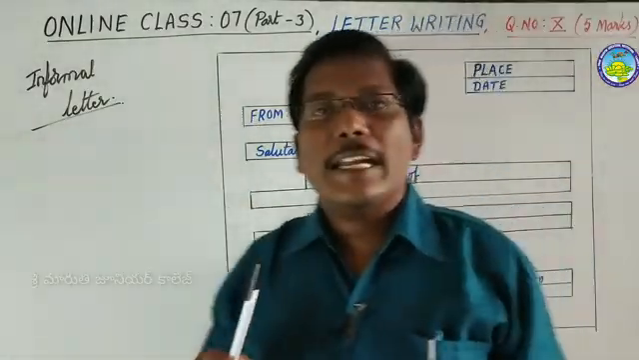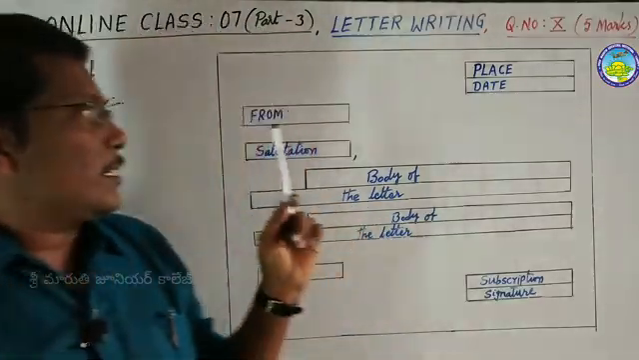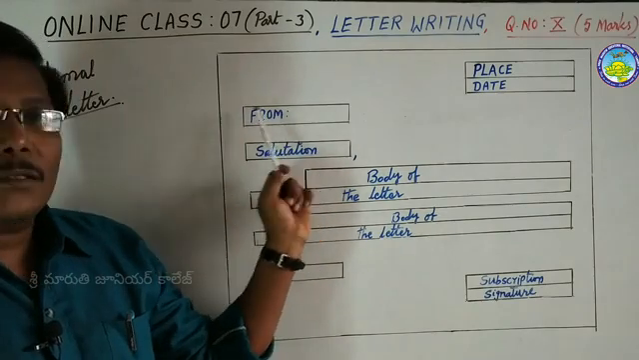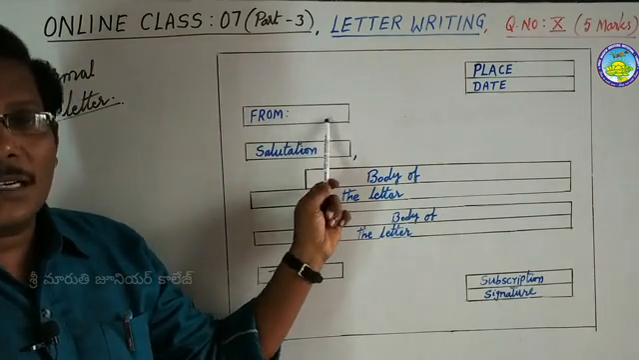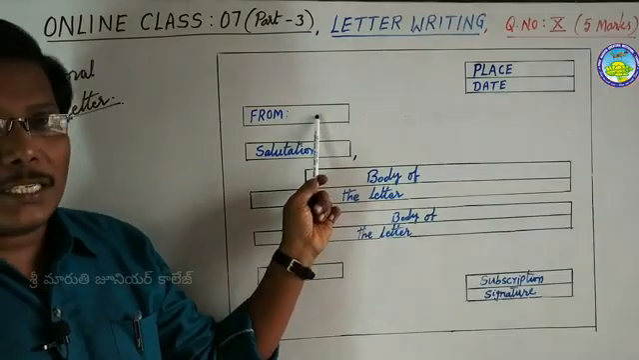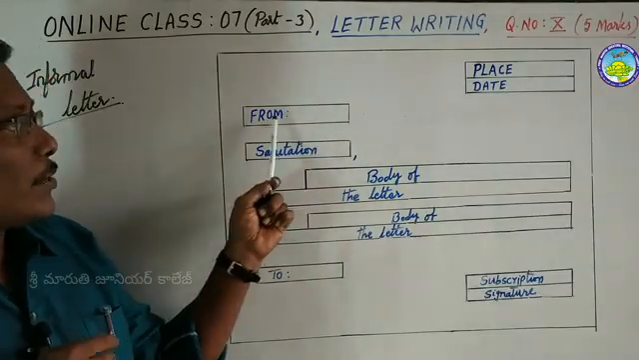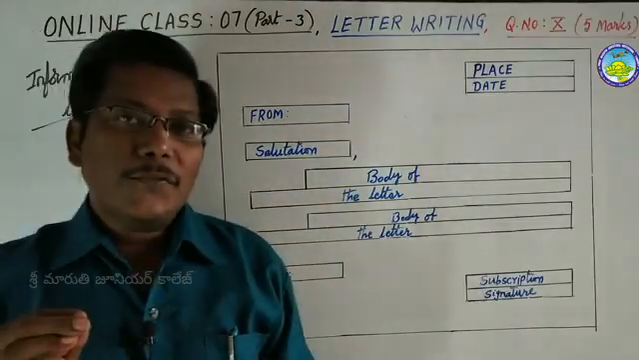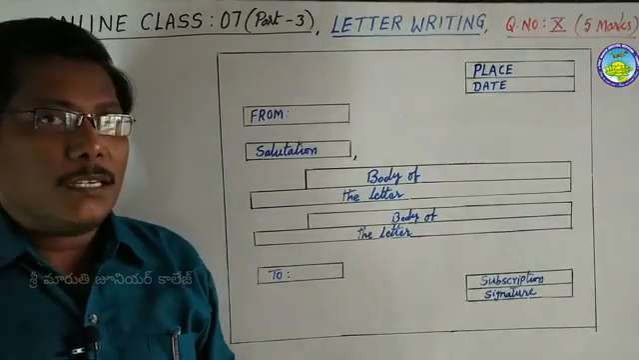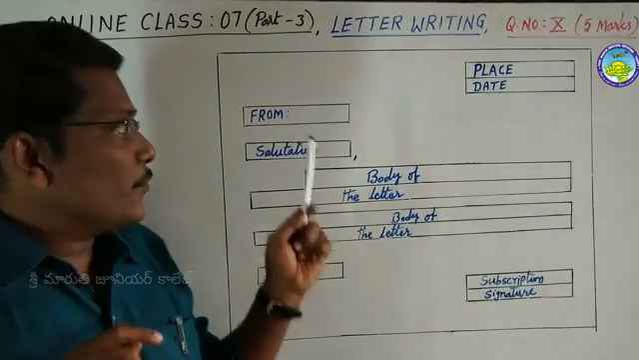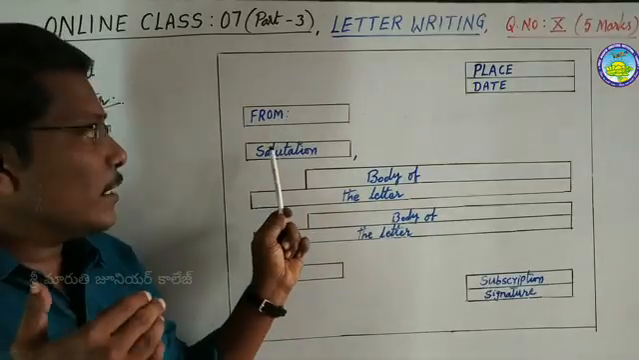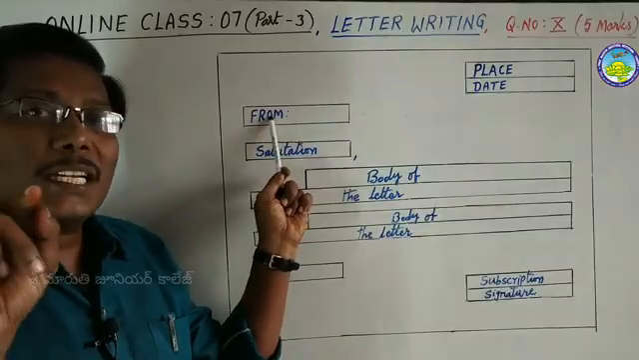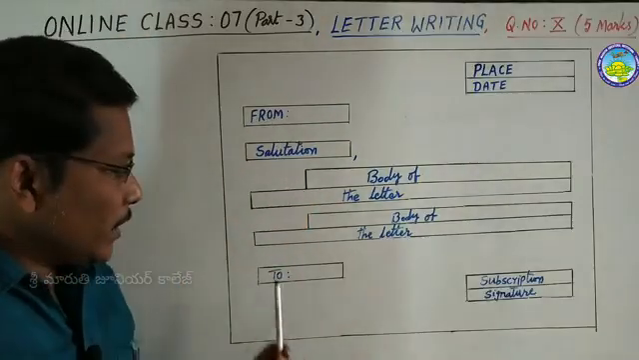The from address is the address of the person who is writing this letter. In the from address, we write each and every detail: name, door number, street name, mandal, village. After writing this from address, we have to write the salutation. Here is the main difference between a formal letter and an informal letter. In a formal letter, we write the from address and below it we write the to address. But in an informal letter, after the from address, we have to write the salutation. The to address will be at the end.